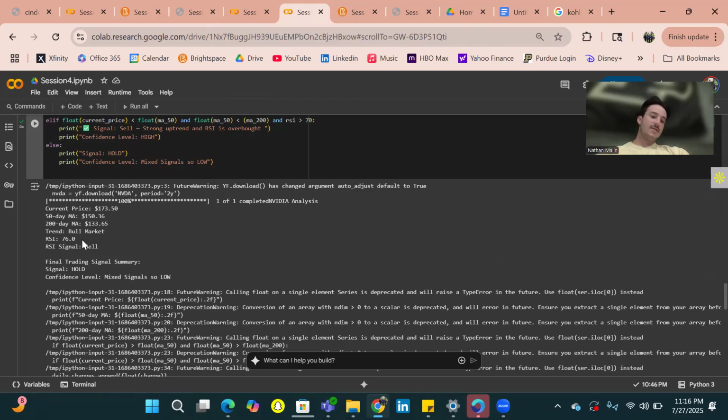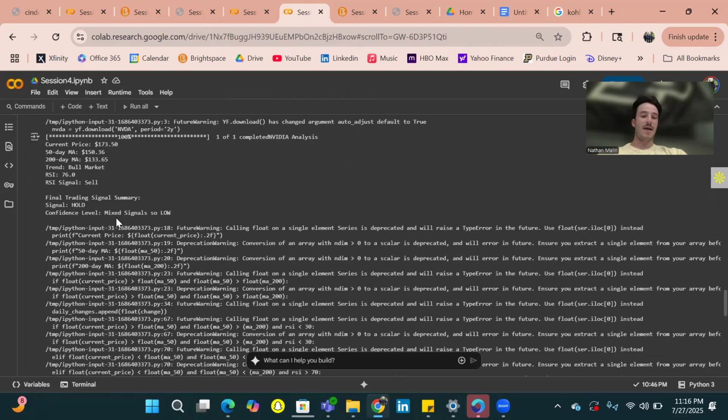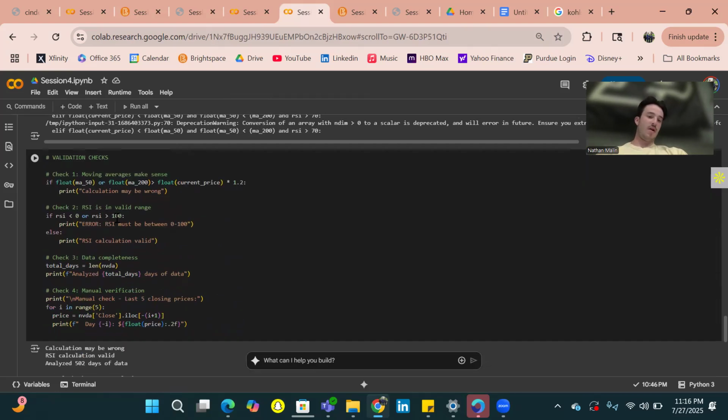So from the programming, I'd call it a hold, but more likely, based off of how much higher the current price is than the 50-day and the 200-day moving average, I'd still call it a buy. And here are the validation checks. If the moving average for the 50-day or the 200-day is more than the current price times 1.2, that's kind of like an outlier. So we'd say the calculation may be wrong.